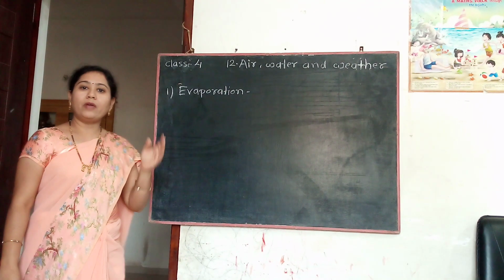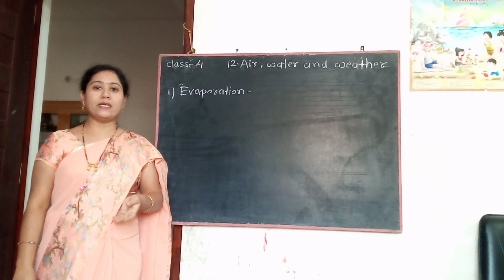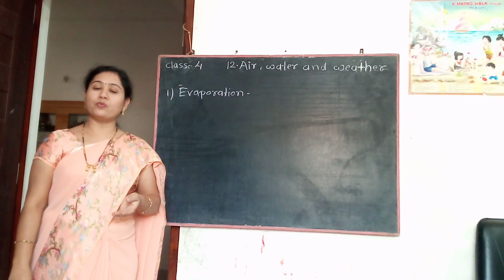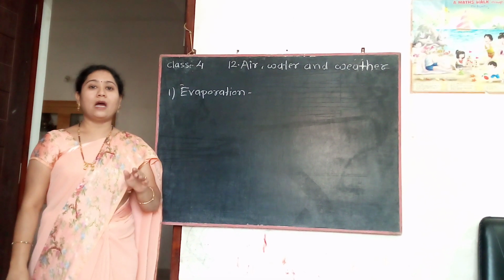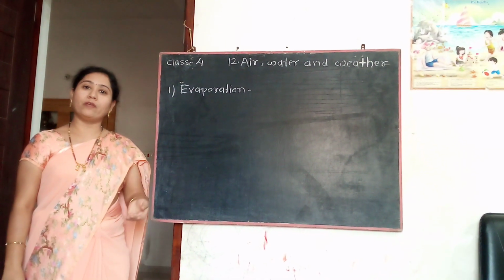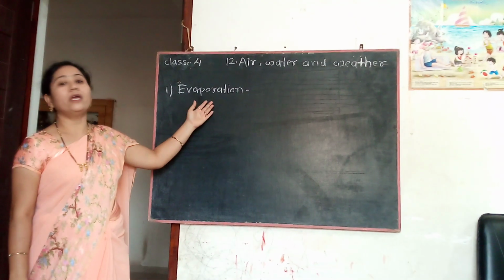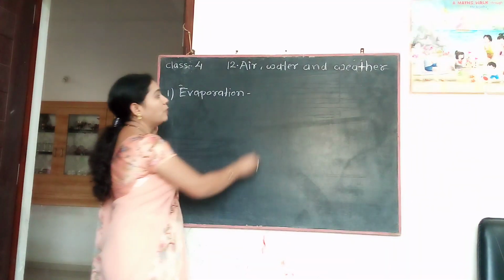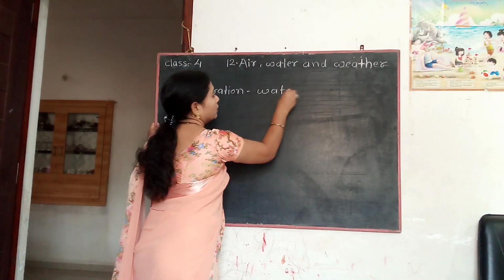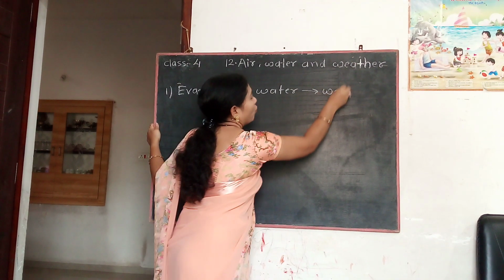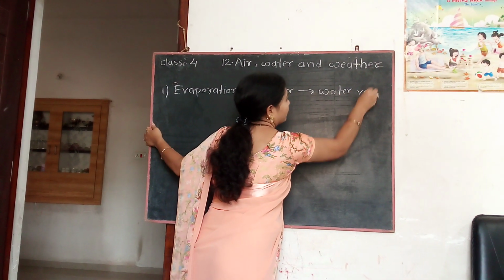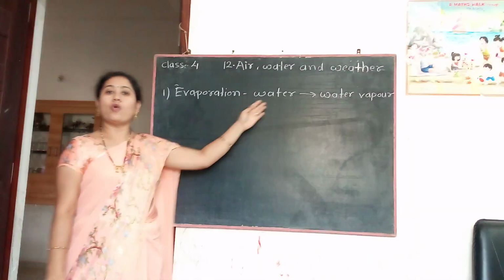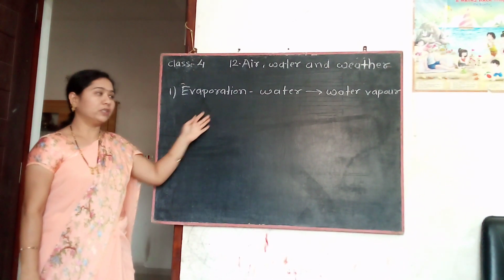The water available on the earth in lakes, seas, rivers, ponds, etc. The sun heats up this water and then after heating, water changes to water vapor. This process is called evaporation. Thus, evaporation can be defined as the process by which water changes to water vapor.